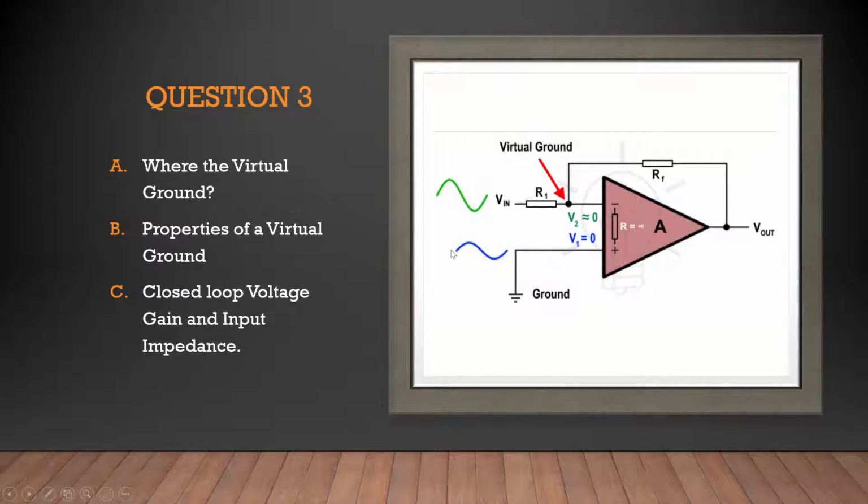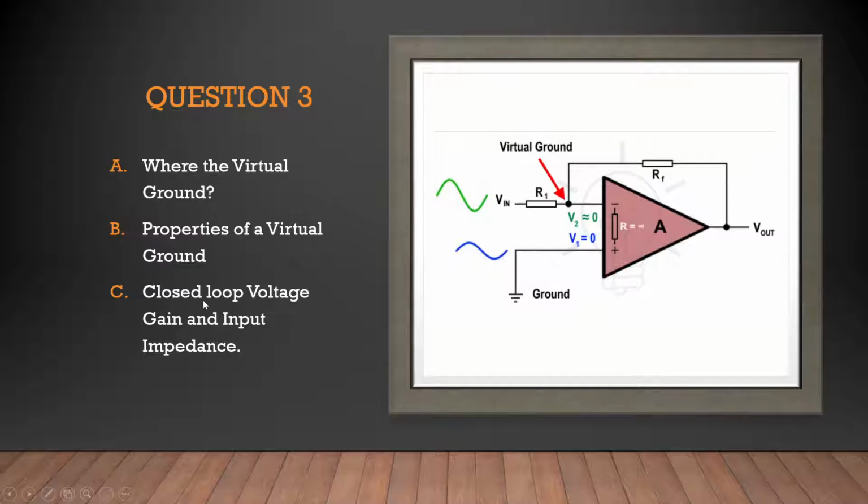The next property of a virtual ground is that it is not directly connected to ground. Like this one, it is directly connected to ground. Virtual means that it's not connected, it's almost 0, so it is known as virtual. The next is closed loop voltage gain and input impedance. Because both of the voltage inputs are 0, the input impedance should be the value of R1.